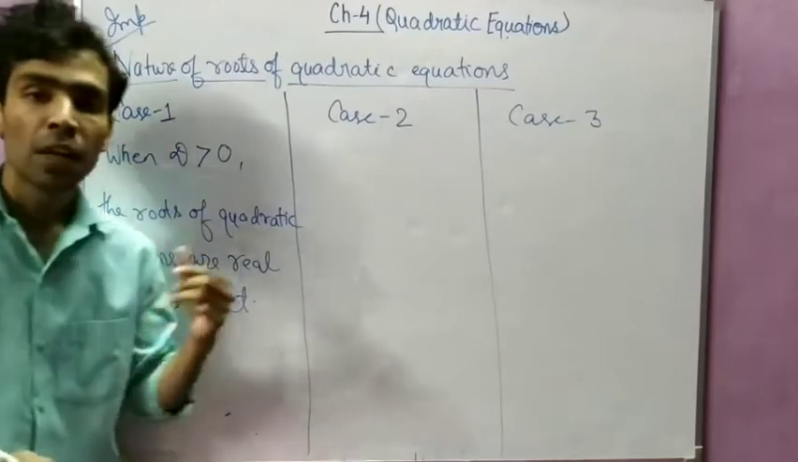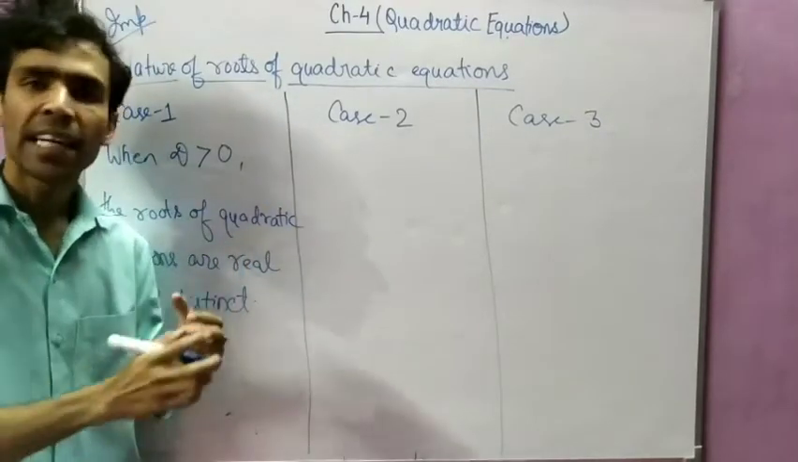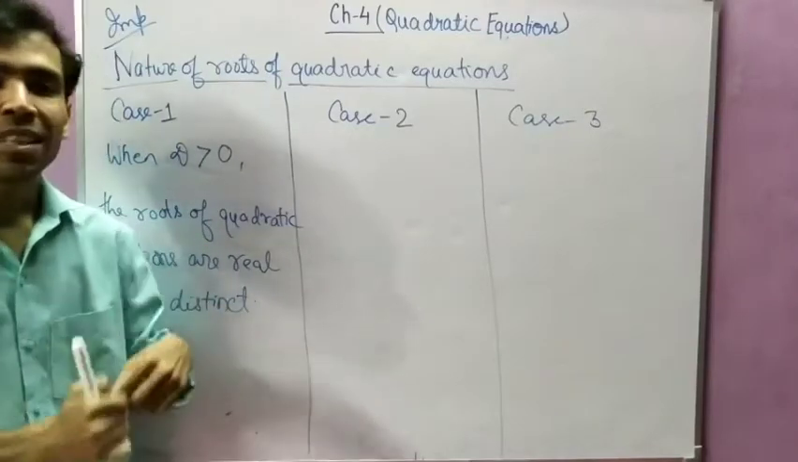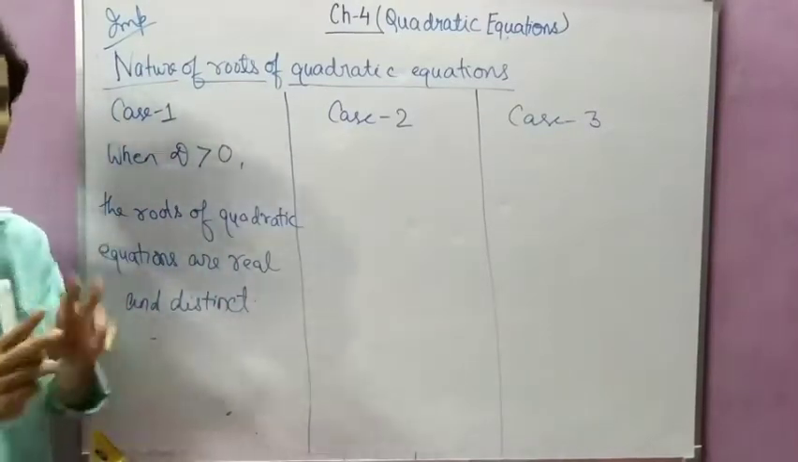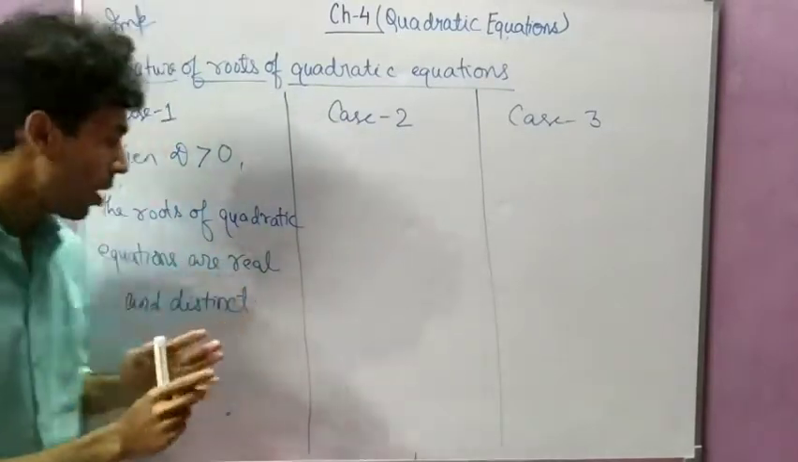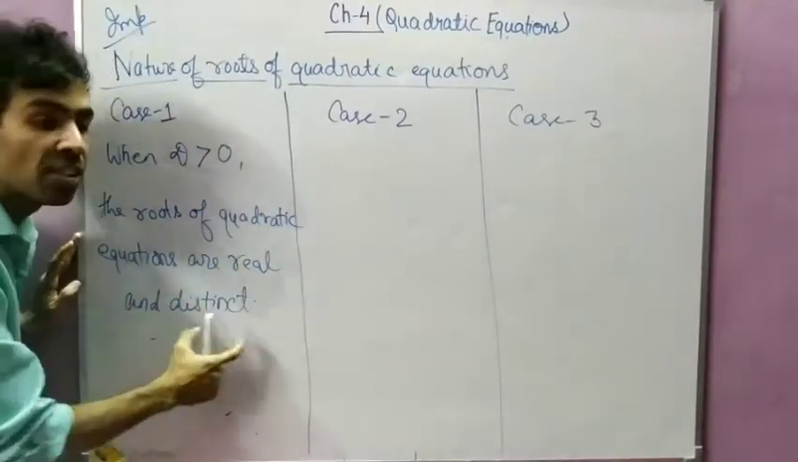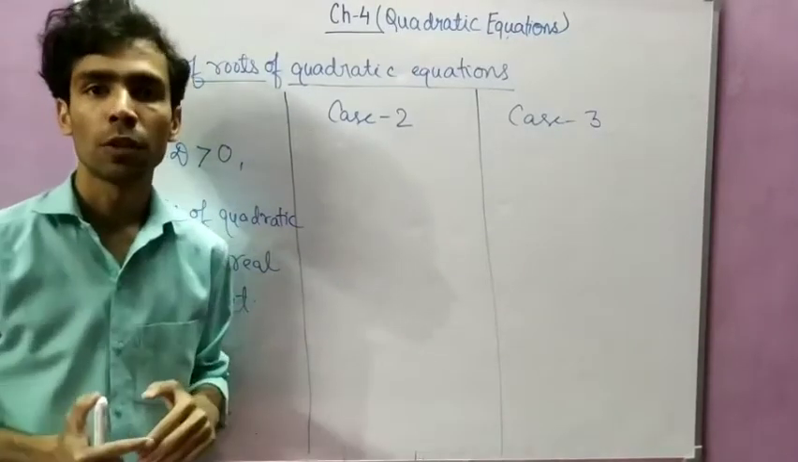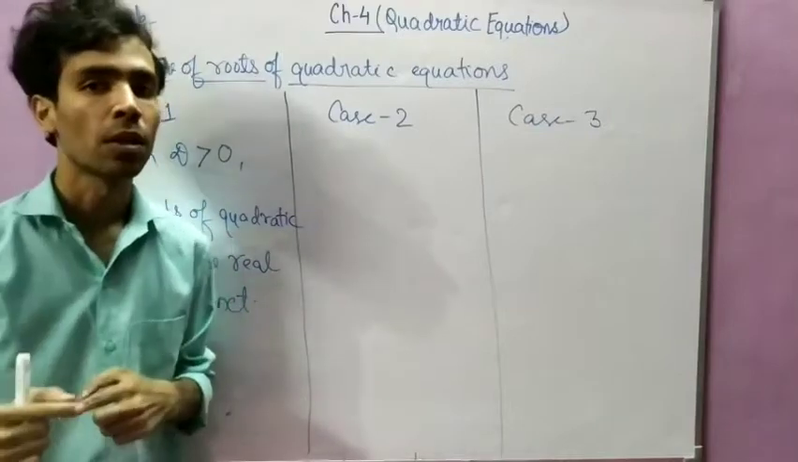When the value of D is greater than 0, we can calculate the value of D. In this case, we know that a quadratic equation has 2 roots. So both roots are real and distinct. Distinct means different, एक दूसरे से अलग अलग होंगे, दोनों रियल होंगे और एक दूसरे से अलग अलग होंगे.